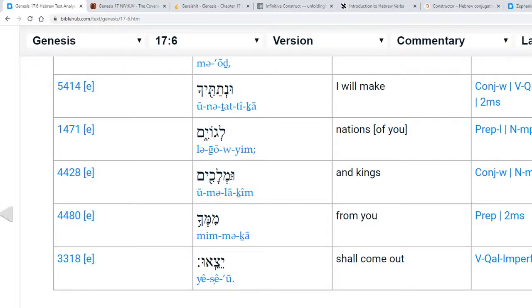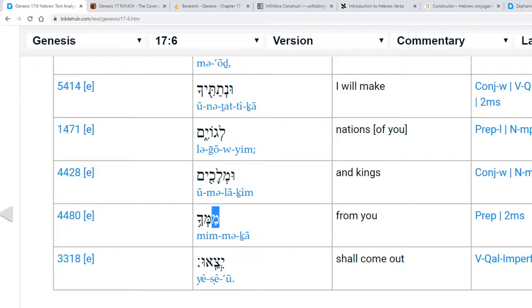U melachim, so conjunctive vav again. Melech is king. That root mem lamed chaf actually shows up a lot in the Bible. Melech is king. Melachim is kings, right? And kings mimecha. So this is prepositional mem. Mimecha, from you, right? Yeah, from you. It's almost like it's two prepositional mems, one after the other. Mimcha means from you. Yeah, this shows up a lot in the Bible. And you can use your concordance again.